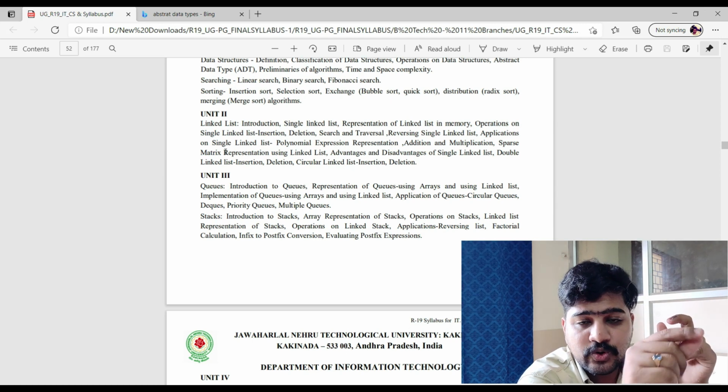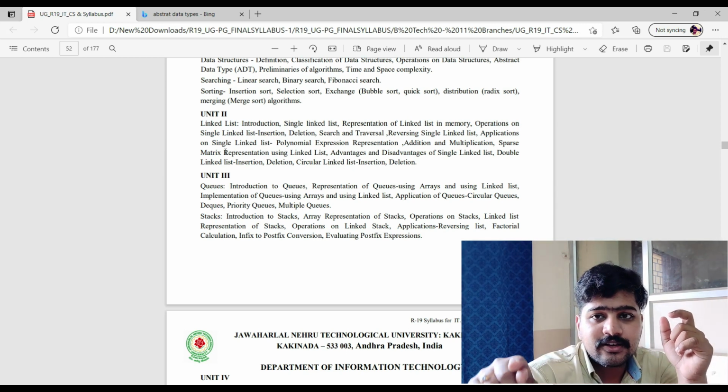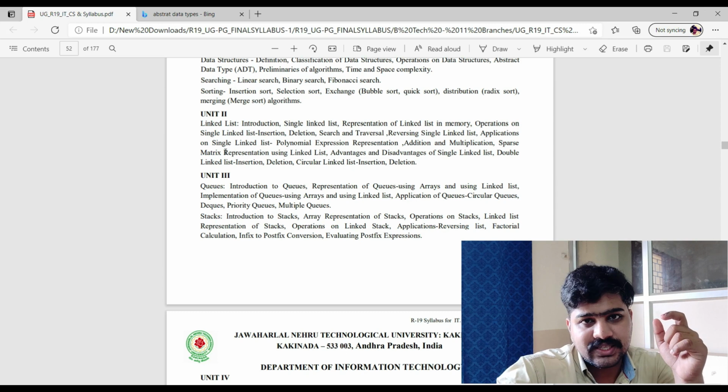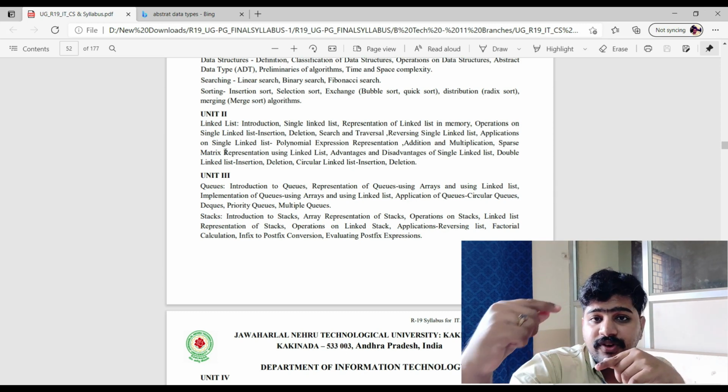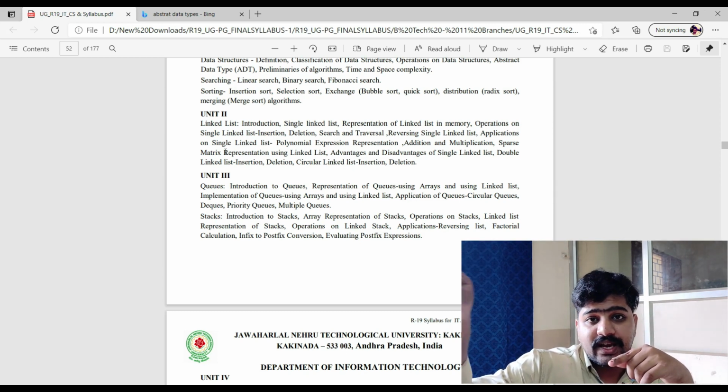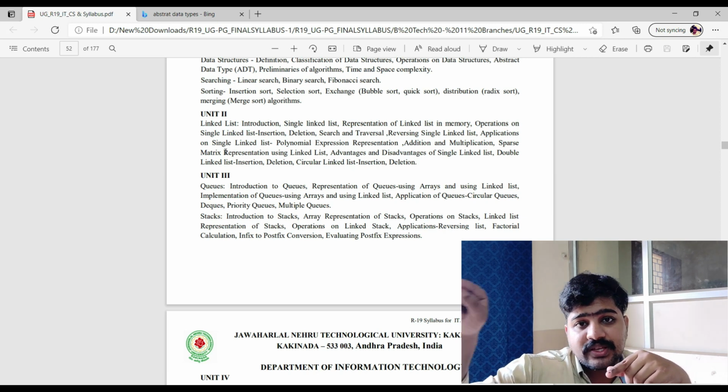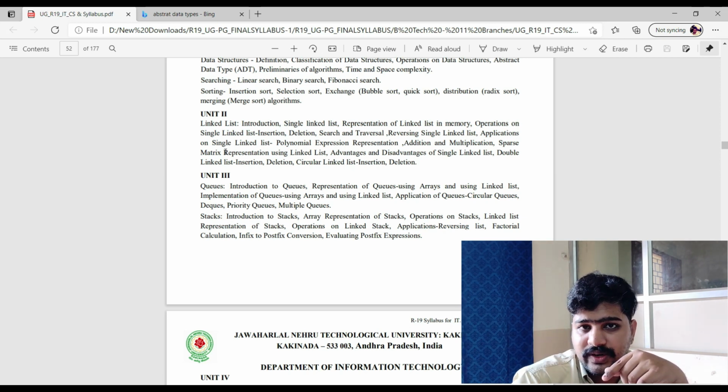Next, step 2, push 60. Draw the stack, push 60. Like that you need to mention. And for every step you need to mention the top of the stack as an arrow marker. So this is the top of the stack, this is the top of the stack. Like this you need to mention.